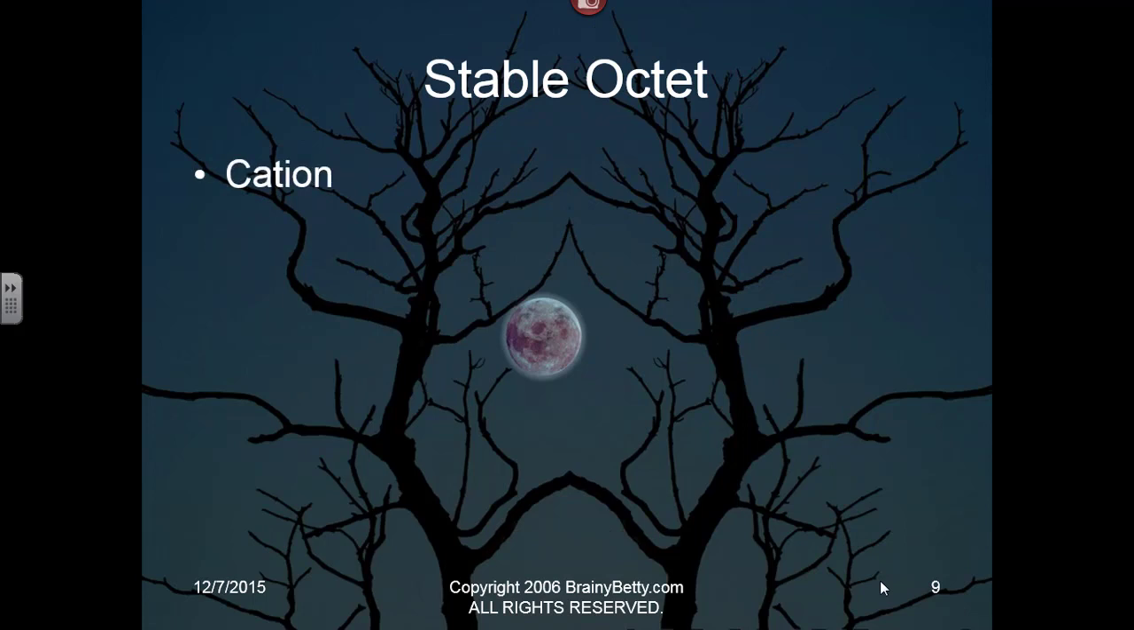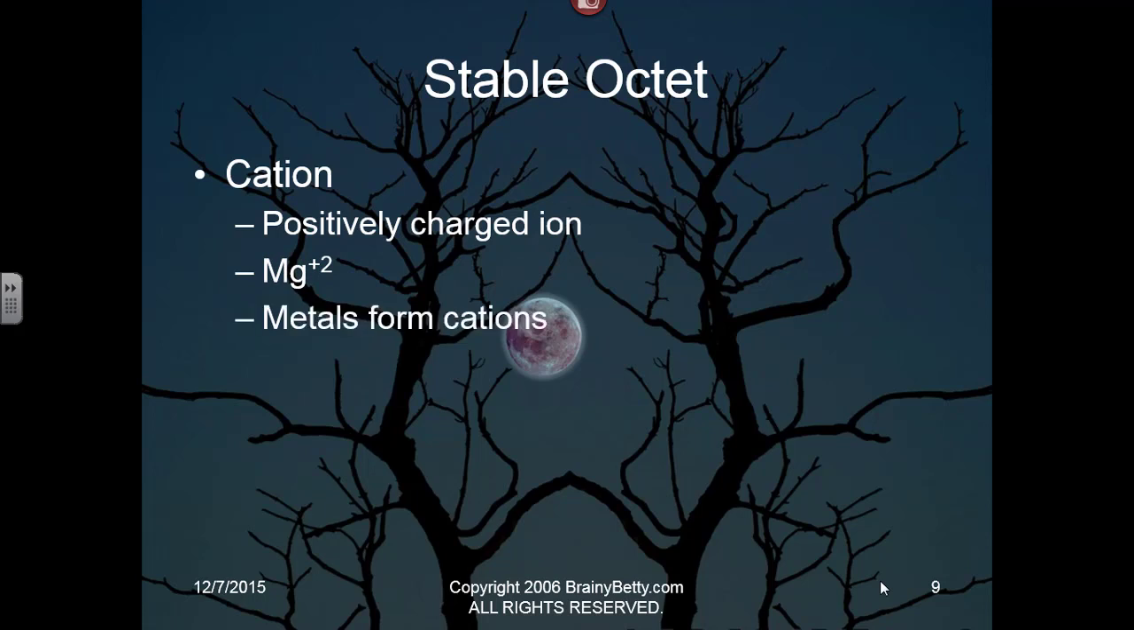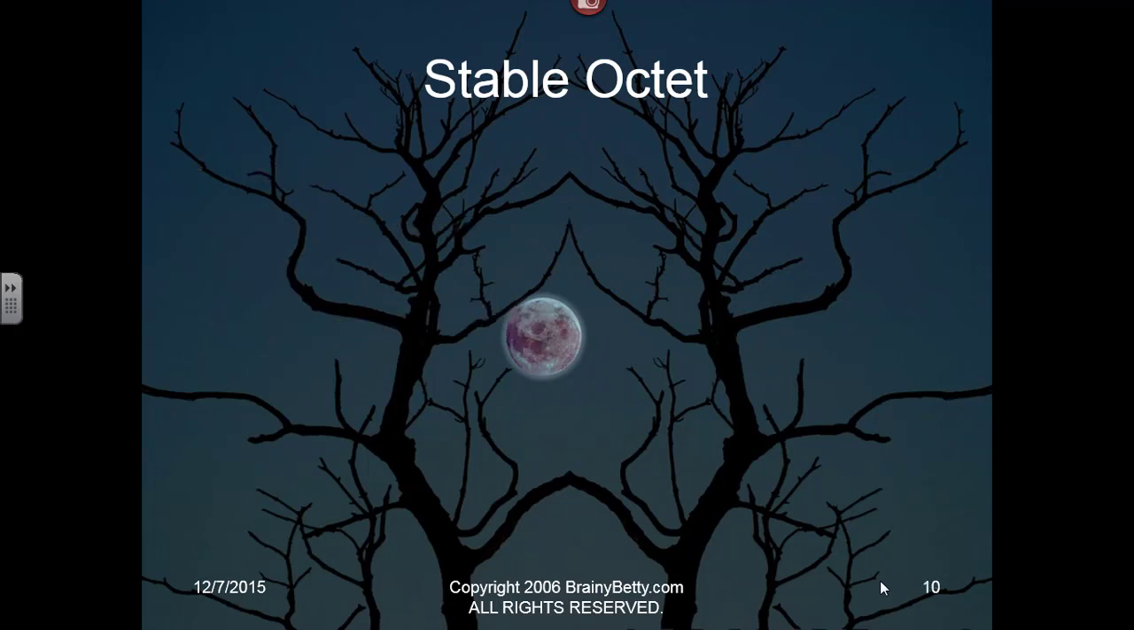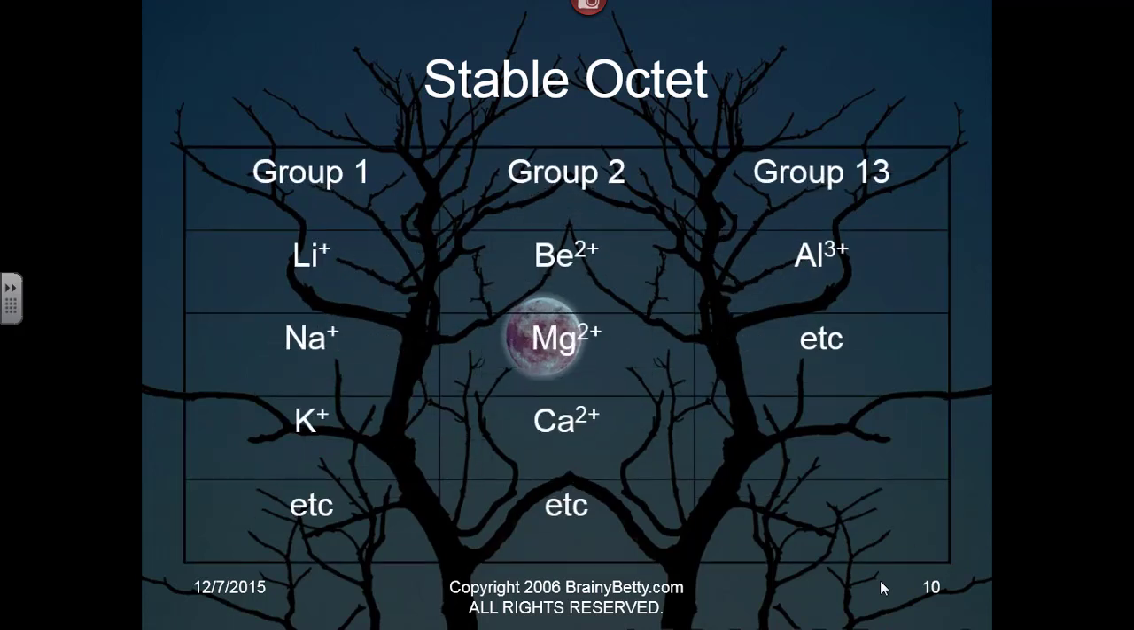Time out for vocabulary. Positive ions go by a special name. We call them cations. This word has the same roots as the cathode. When you're talking about batteries, batteries have a plus side and a minus side, the cathode and the anode. Same root word for this. Cation is a positively charged ion, such as Mg plus 2. Elements that form cations are metals. Metals are typically the things that lose electrons. But you can also gain electrons, and we'll talk about that in just a second.